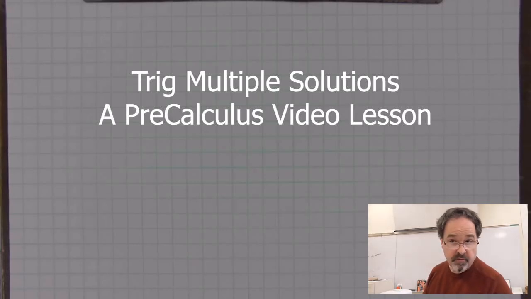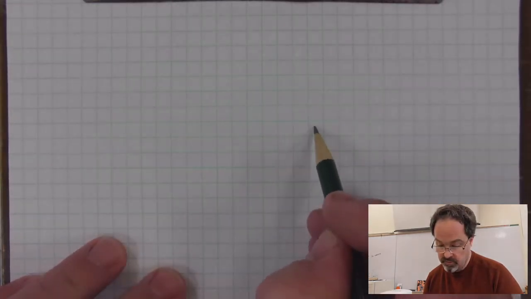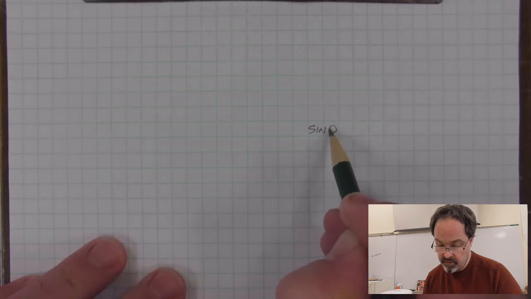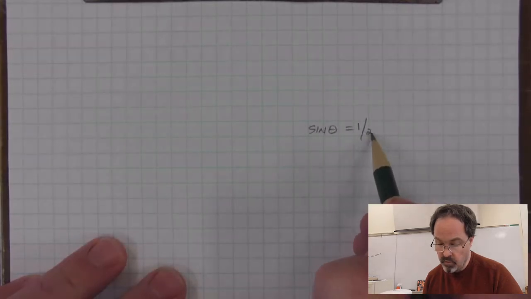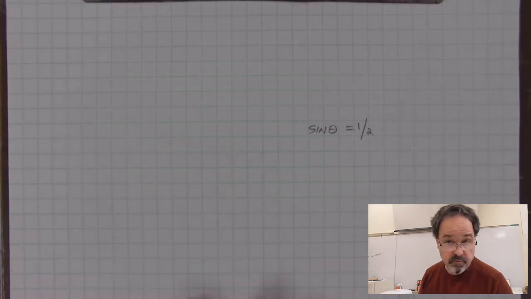Sauce here. This is a video lesson on trig and multiple solutions. Let's work with an equation. The sine of theta is equal to 1/2. And we wanted to find the solutions to this equation, the angle whose sine is 1/2.